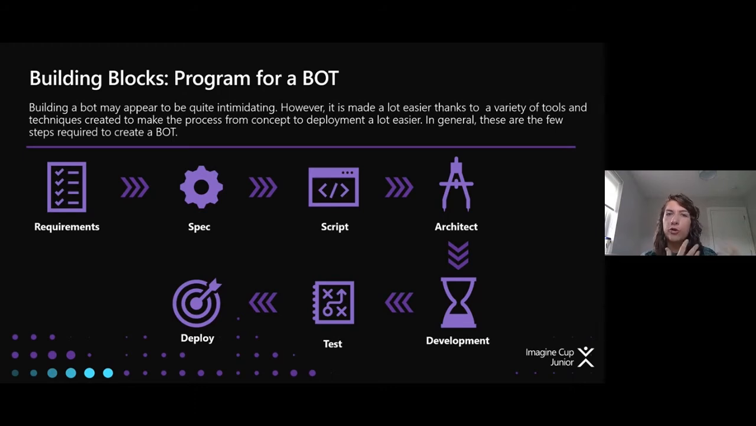What do we want the user to find out? What information do we need to include? And that will feed into our spec. So basically we'll make up a specification, or a spec document, that says this is what this bot is going to be able to do, so that when we go on to build it, we know exactly what we're working towards.